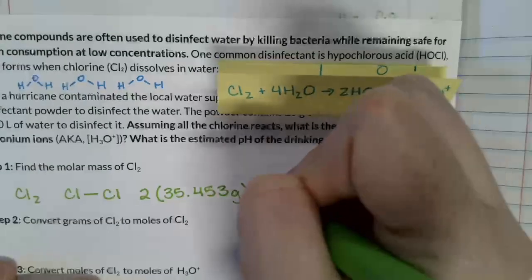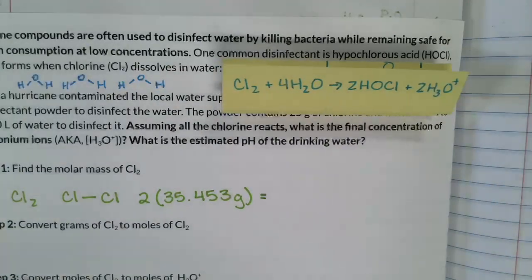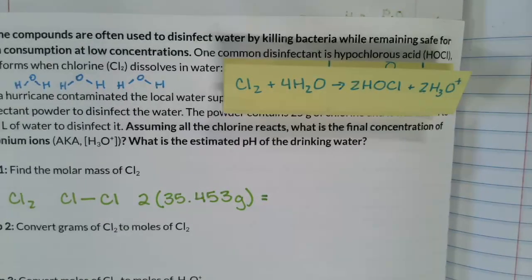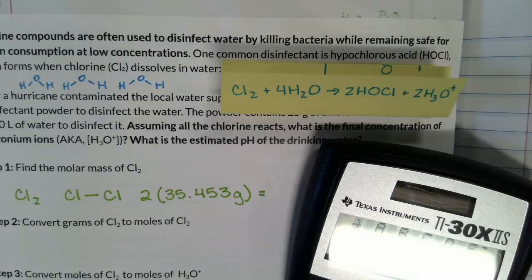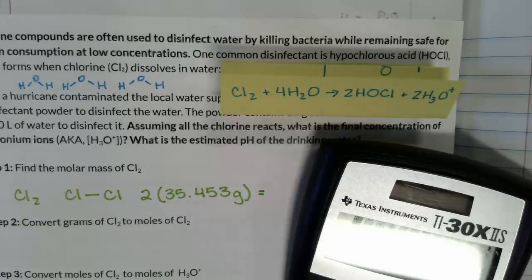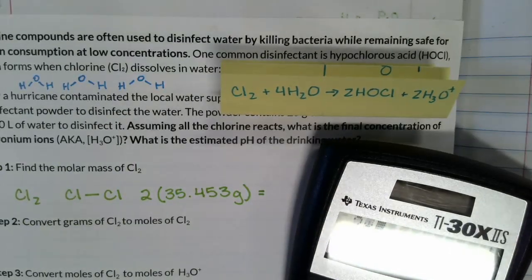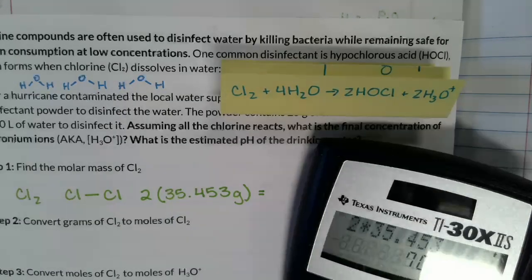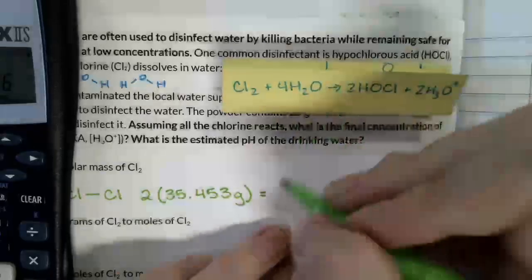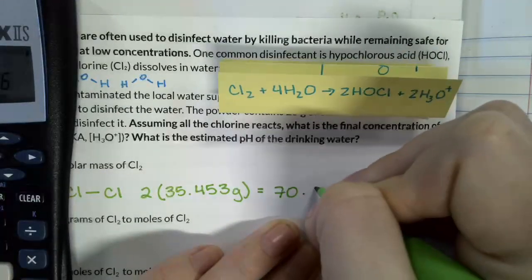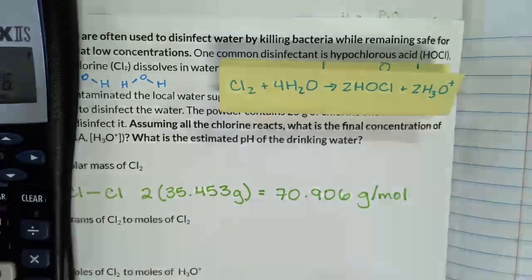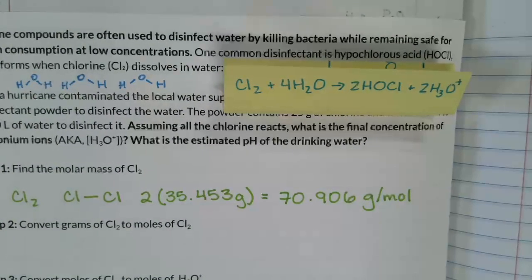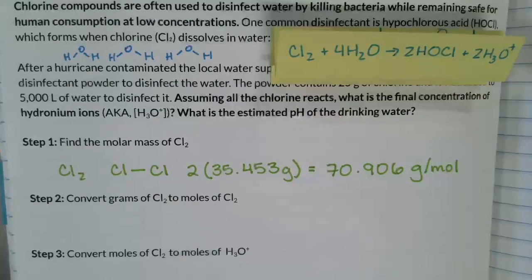So when we do that, we're going to find out that chlorine gas's molar mass, that's called diatomic. Okay, clear. Let's do 2 times 35.453. We have 70.906 grams per mole. Okay. So now we're ready to convert the grams of chlorine to the moles of chlorine.